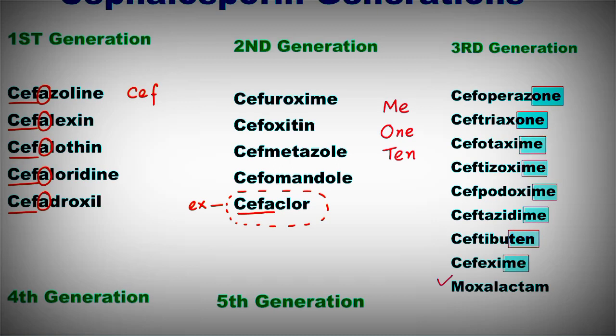moxalectum, you can easily remember because it doesn't start with Ceph. Here you should remember one exception, that is cefuroxime. It ends with me, but it belongs to second generation.